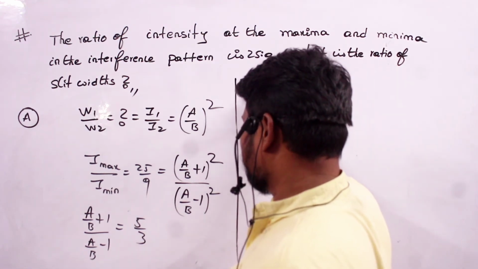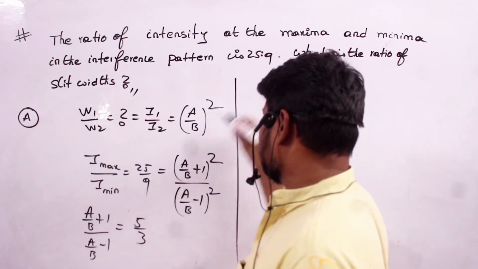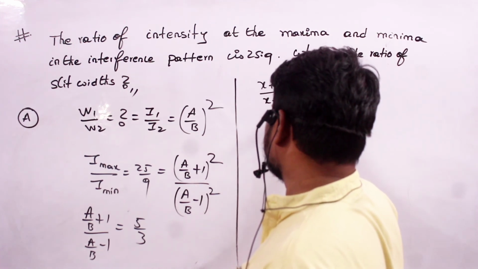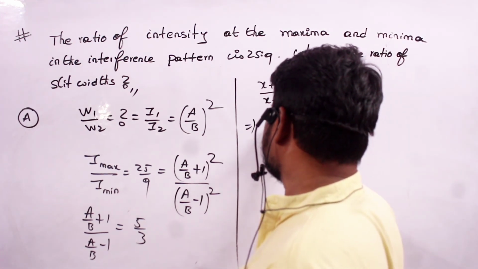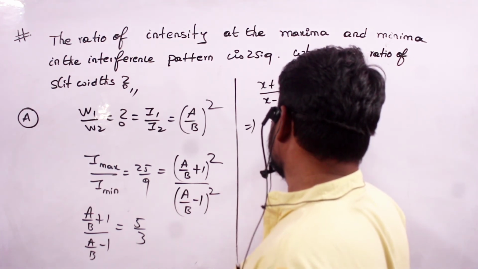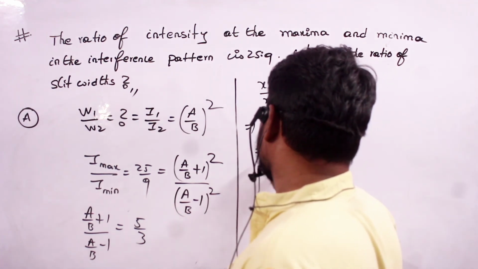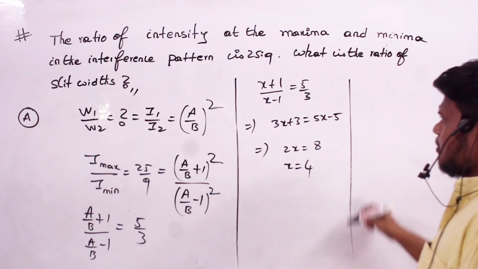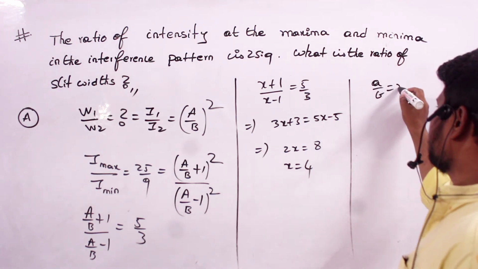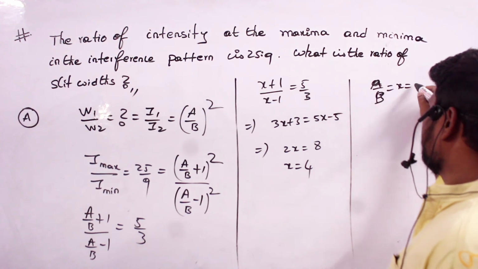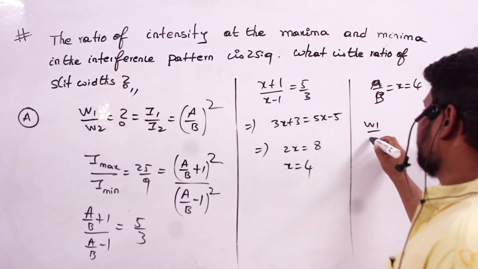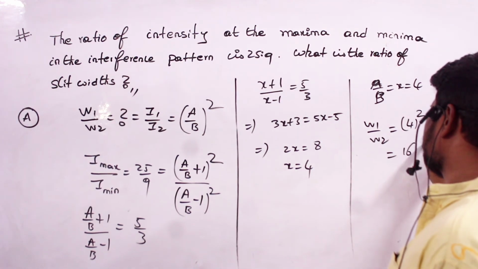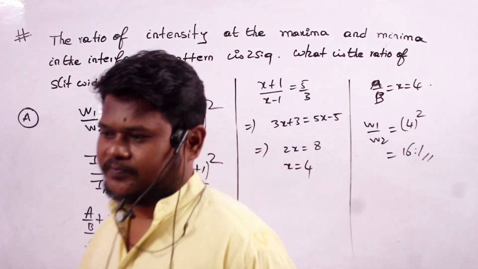Okay. So therefore now do the calculation. Let us assume A by B to be x. (x + 1) by (x - 1) is equal to 5 by 3, for simplicity of calculations. So 3x + 3 is equal to 5x - 5. So 2x is equal to 8. So x is equal to 4. Clear? So therefore A by B value is 4, and W1 by W2 is equal to 4 whole square. So it is 16. So 16 is to 1. That is our answer. Okay?